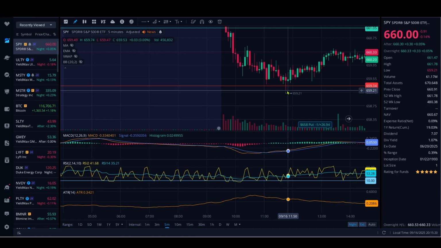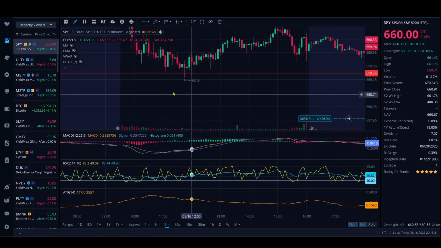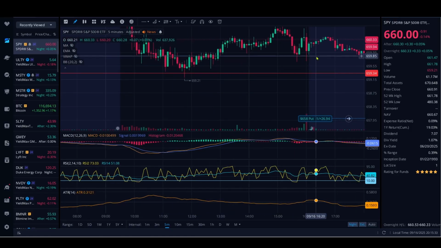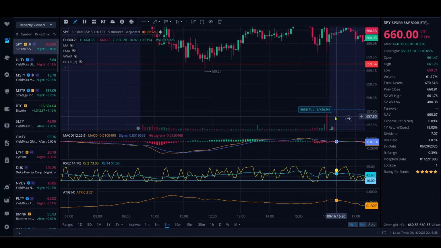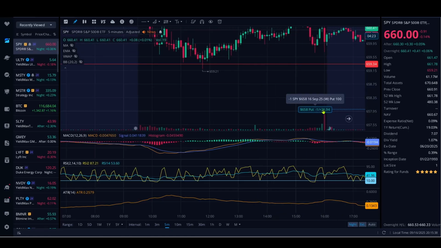Well, as you can see, it dropped below it, but it did not stay there long. It popped right back up and stayed up here. So it did not go down any further. As you can see, it just stayed right in this area. So that 658 right here never did get assigned. Therefore, I did not have to pay anything to close it.